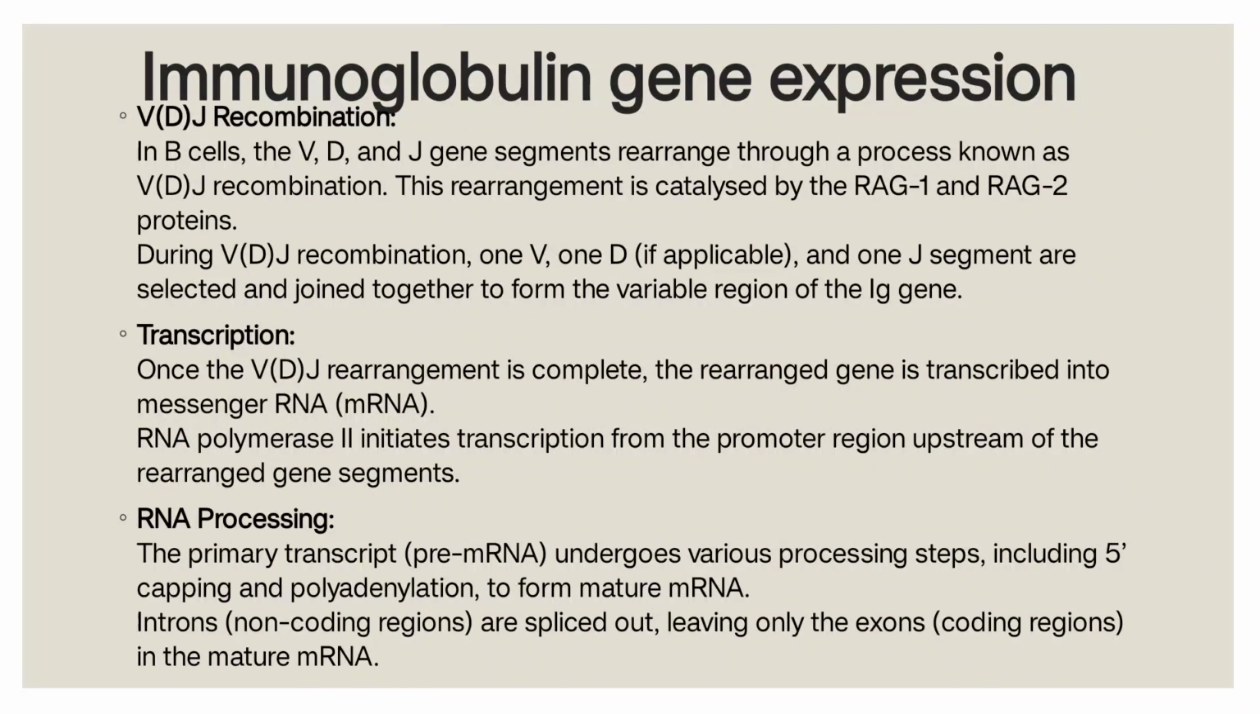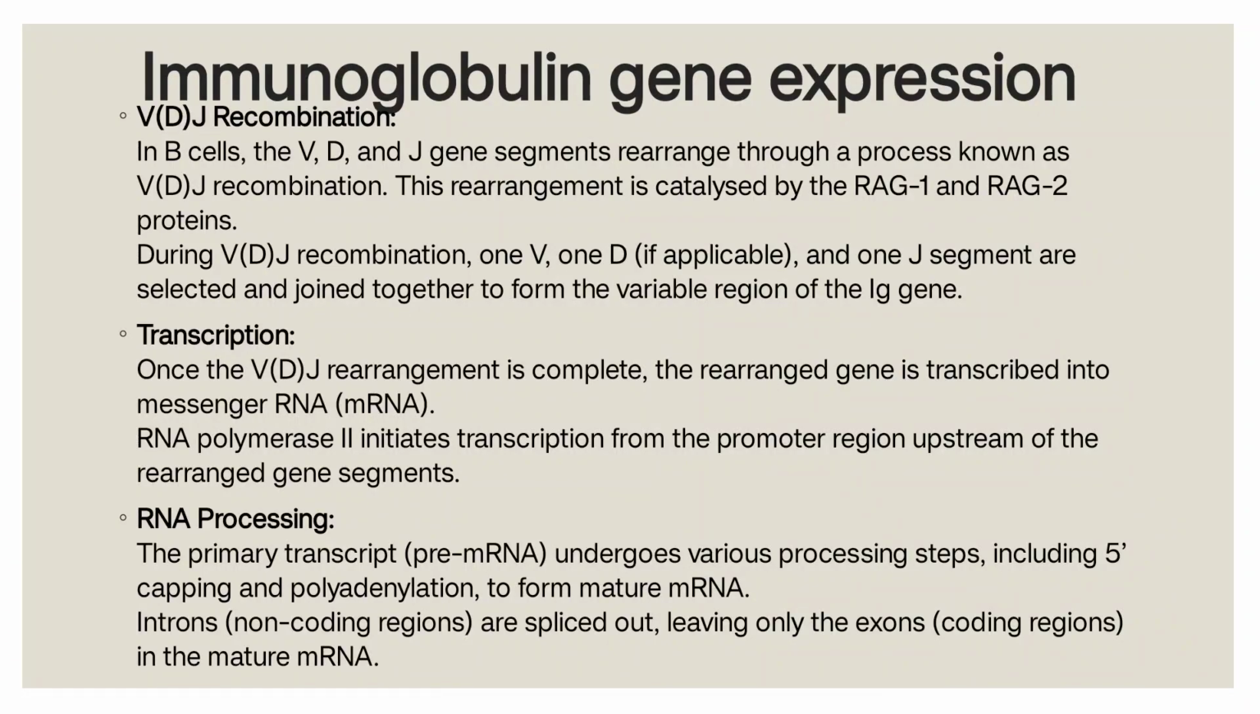Next is immunoglobulin gene expression. The first one is VDJ recombination. In B cells, the V, D and J gene segments are rearranged through a process known as VDJ recombination. This rearrangement is catalyzed by RAG1 and RAG2 proteins. But in this light chain, D region is absent. So, during recombination, one V and one J segment are selected and joined together to form the variable region of the immunoglobulin gene.